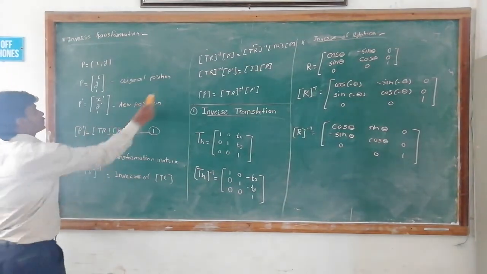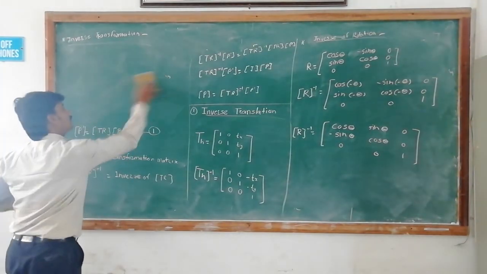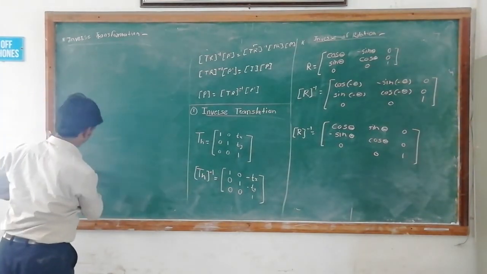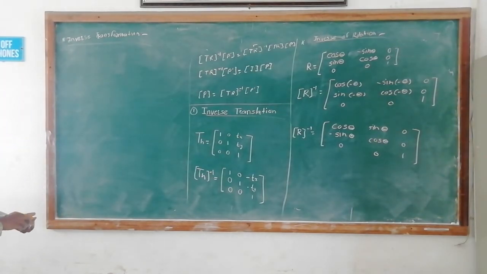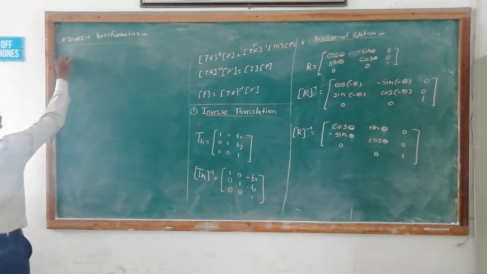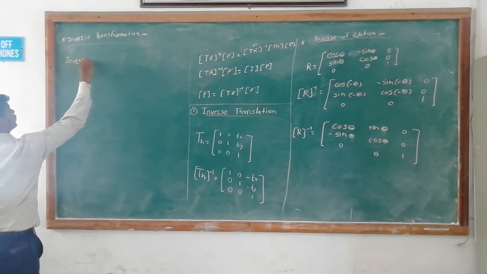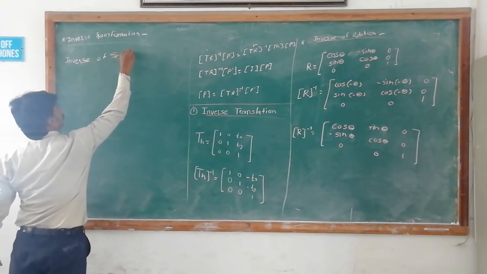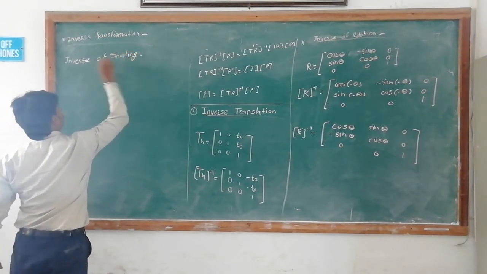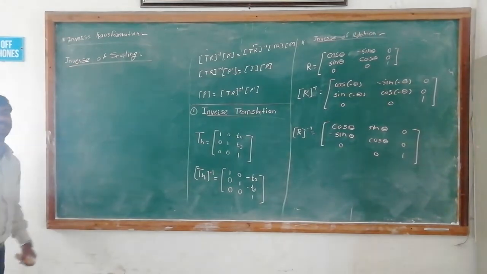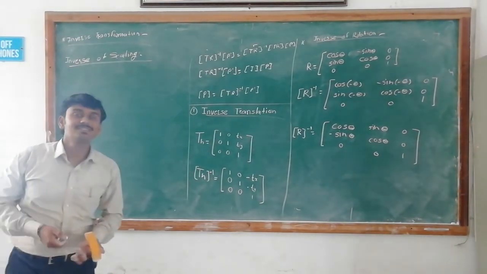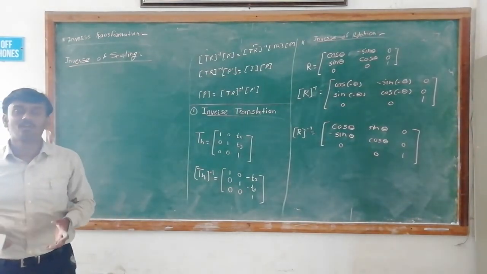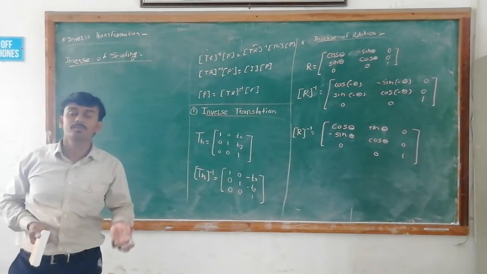Okay, now the third part of the inverse transformation is the inverse of scaling. Scaling means increasing or reducing the size of the object.